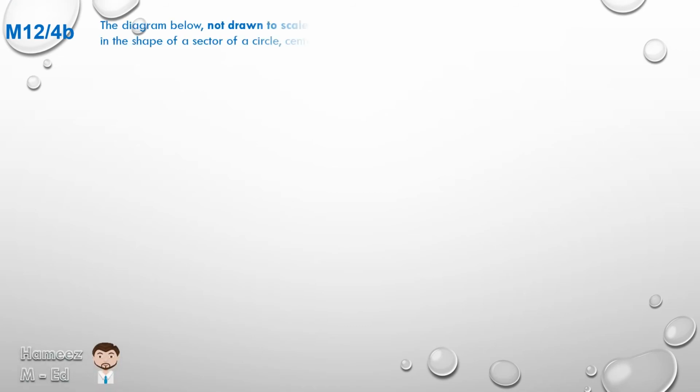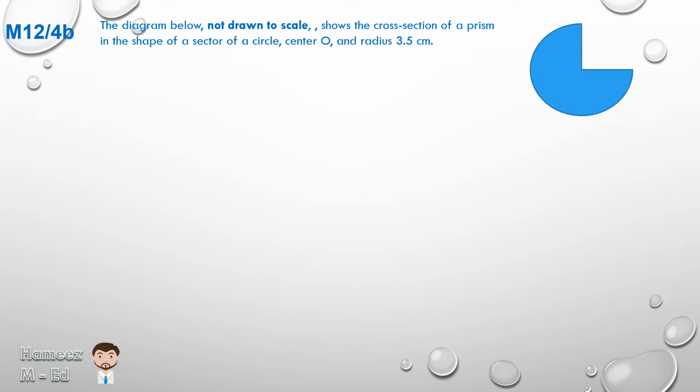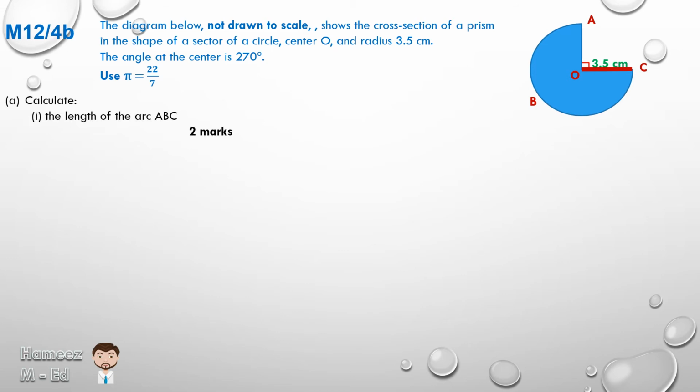May 2012, number 4b. The diagram below, not drawn to scale, shows a cross-section of a prism in the shape of a sector of a circle, center O, and radius 3.5 centimeters. The angle at the center is 270 degrees. Use pi to be equal to 22 over 7 in this question. So part E. Calculate, part 1, the length of the arc ABC.